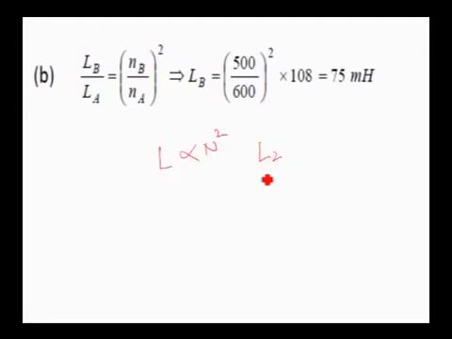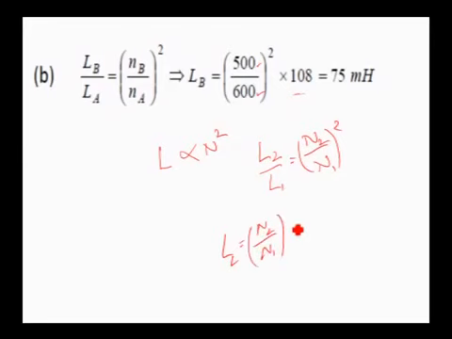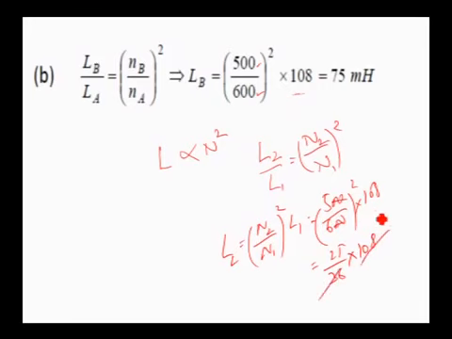If you substitute this, the inductance is directly proportional to N square. If I take L2 by L1, this is going to be N2 by N1 whole square. Now what is N2 here? 500. What is N1? 600. So L2 is equal to N2 by N1 whole square into L1. Substituting that, you get 500 by 600 whole square into 108. Cancel these, this will become 25 divided by 36 into 108. 36 goes 3 times, so 25 into 3 will become 75 millihenry.